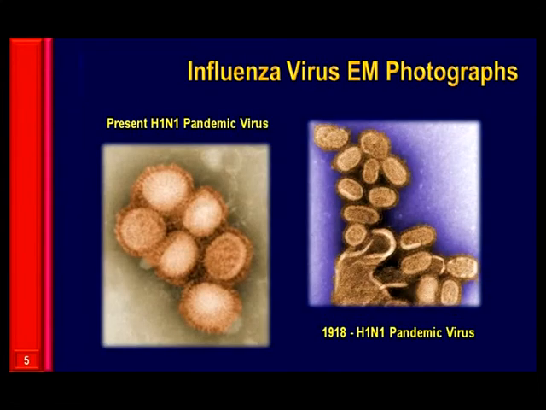These are the electron micrograph photographs of the influenza virus. On the left side we have the present H1N1 pandemic virus, and the 1918 H1N1 pandemic virus is on the right side. There is a slight difference in the structural arrangement, though the H and N are the same. The internal protein composition of the previous pandemic virus is different from that of the present pandemic virus. This H1N1 1918 pandemic virus is highly virulent and caused a very severe loss of people as well as a lot of morbidity in the year 1918.